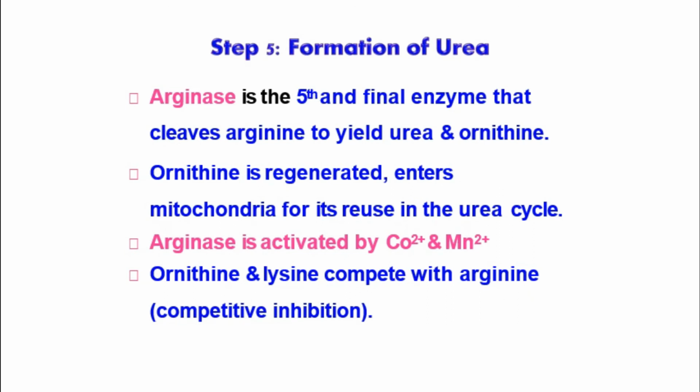Step 5 is formation of urea. The enzyme arginase is the fifth enzyme involved in this reaction. It breaks down arginine to get urea and ornithine. The ornithine generated from this reaction can again enter the urea cycle. Arginase requires carbon monoxide and manganese ions to get activated.